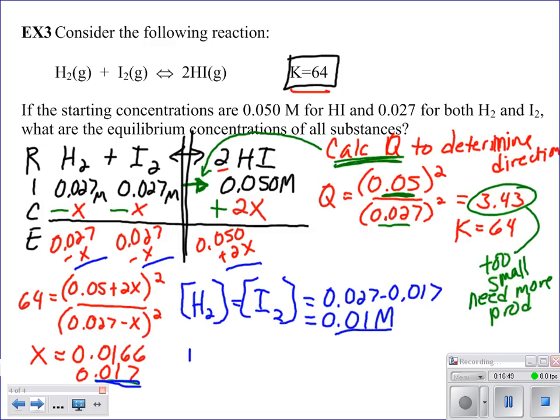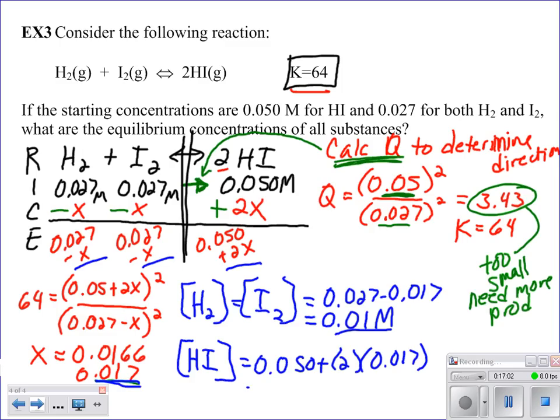And then for your HI concentration, it is 0.05 plus 2 times 0.017. So for your HI concentration, you get 0.084 molar. Something I didn't mention, but hopefully you're catching on, is that you don't worry about the coefficients at this point. You've already dealt with the coefficients, so now you just plug it in because the coefficients are dealt with up here in the equation. So that is it. You now know how to do some equilibrium calculations.